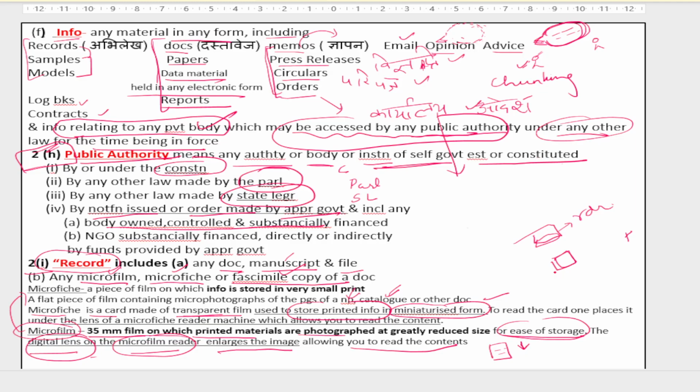The microfiche card will be placed, and this lens allows you to read the content. There is a machine, and this reader machine has got a lens, and this lens allows you to read the content on the microfiche card. So it is a thin film on which printed material is stored at a greatly reduced size, and it is read with the help of a lens. Now what is facsimile copy? Facsimile copy means an identical copy, an exact or identical copy of a document.